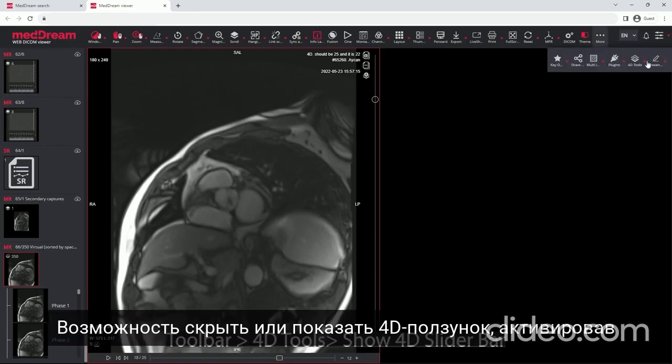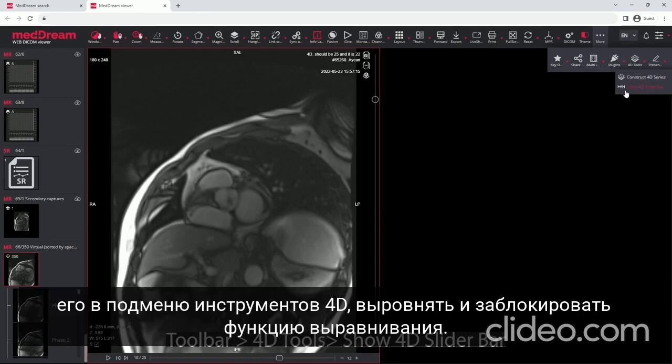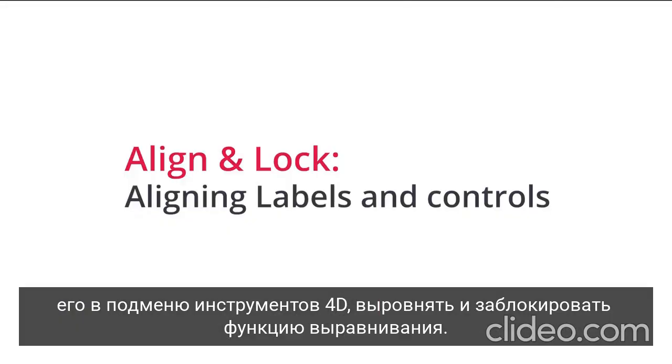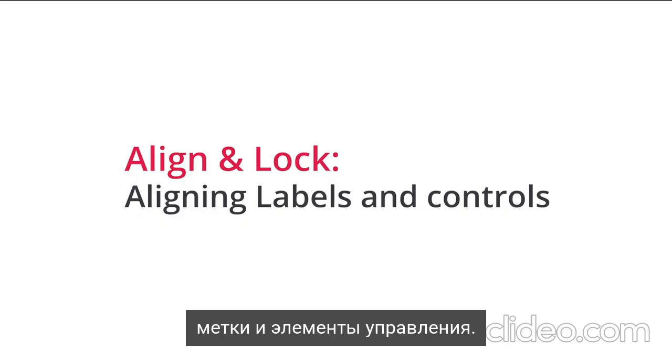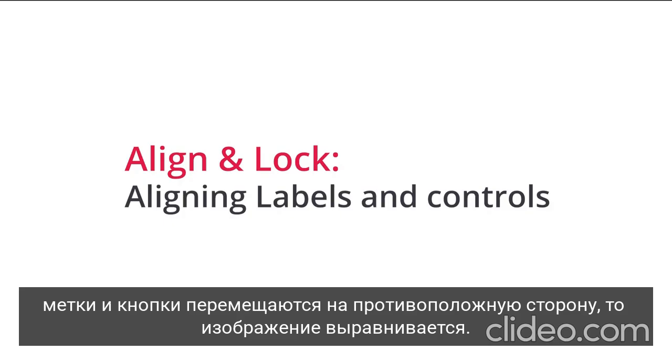Possibility to hide or show 4D slider bar by activating it in submenu of 4D tools. Align and lock feature, aligning labels and controls. If align and lock is activated, labels and buttons are moved to the opposite side than the image is aligned.